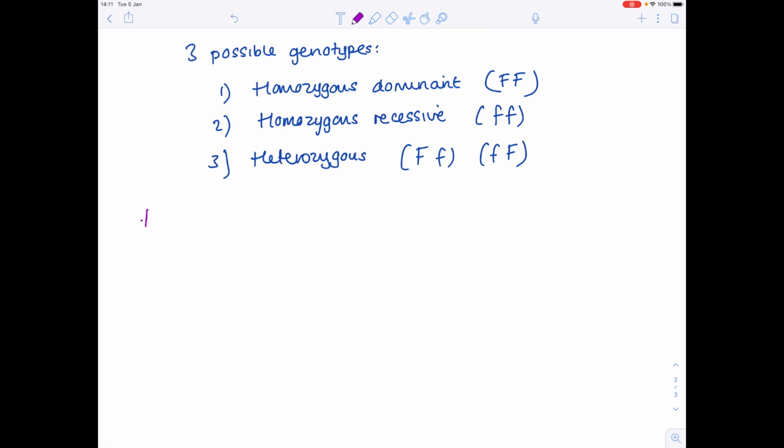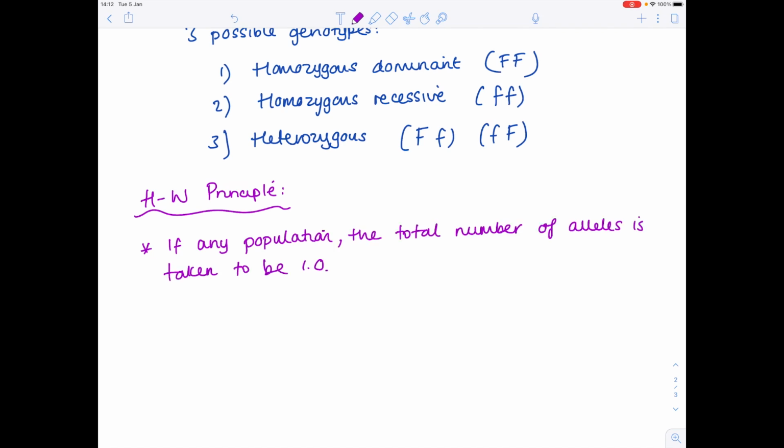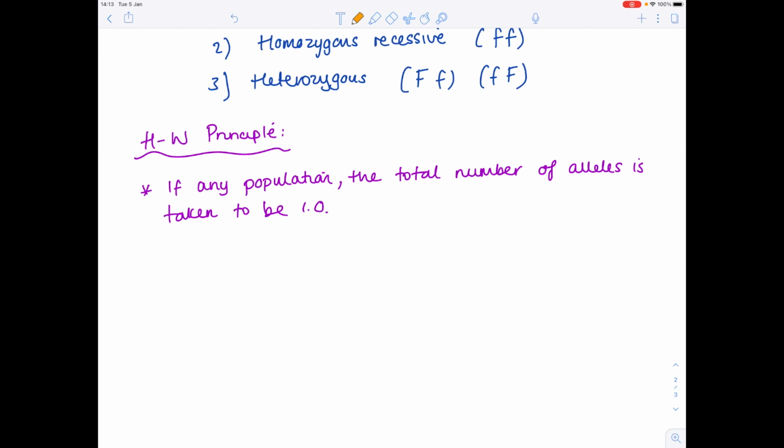So if we look at the Hardy-Weinberg Principle, the first thing to be aware of is that in any population, the total number of alleles is taken to be 1. So that's just a statement you need to be aware of. So it's a bit like the probability topic in maths, where 1 is 100%. Now let's, for argument's sake, say that within a particular population, pretend that the genotype capital F was true for every single person in the population, then we would say that the frequency of that dominant allele F would be 1.